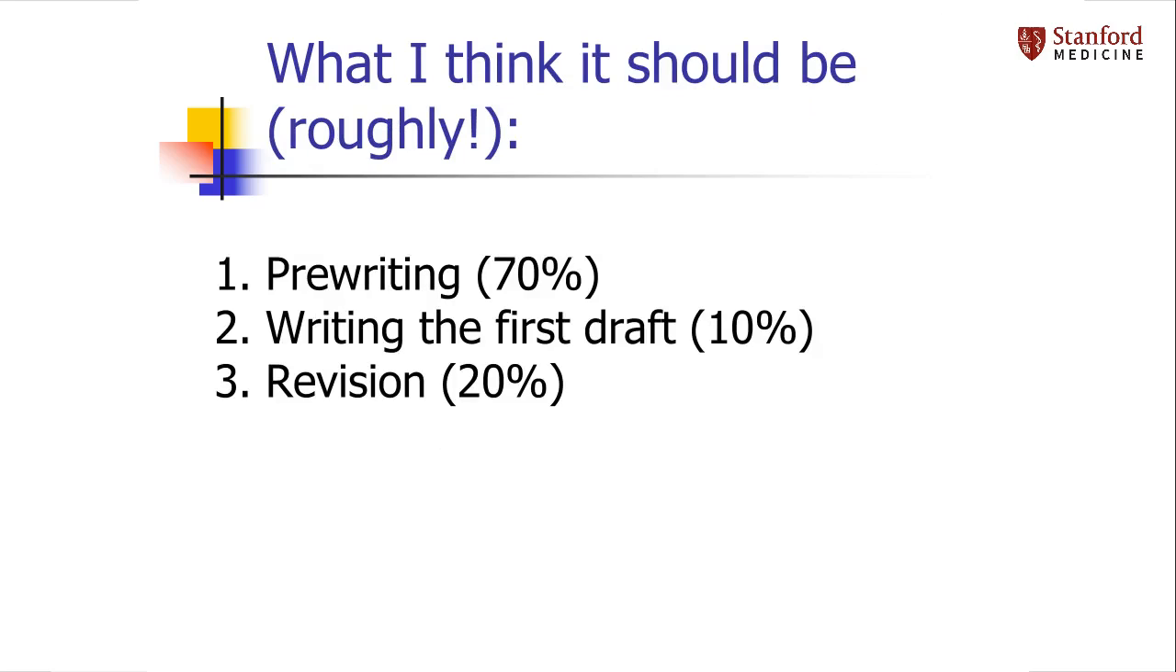This is what I think it should be roughly. Obviously, these percentages are not exact, but this should give you a sense of where I think you should put your emphasis. I think that you need to spend a lot of time pre-writing. In fact, the majority of your time should be spent in this pre-writing stage. I'll talk in more detail about what happens during pre-writing in the next module, but most people aren't spending enough time there. Then notice that I allocated the smallest amount of time to writing the first draft.